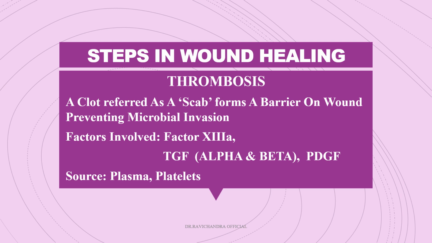So, in thrombosis, a clot referred to as a scab forms as a barrier on the wound, preventing microbial invasion. Factors involved are factor 13A, transforming growth factor alpha and beta, and platelet derived growth factor, and the source is plasma and platelets.